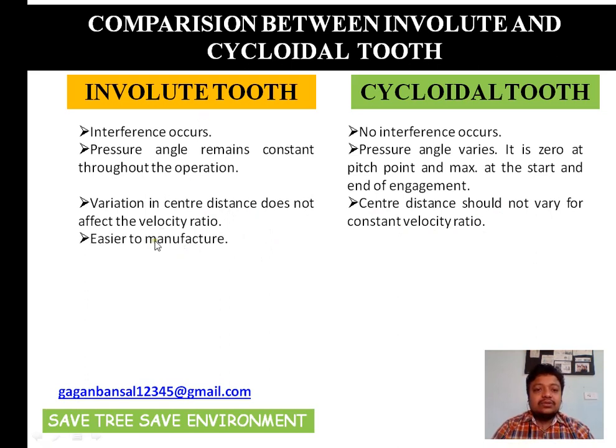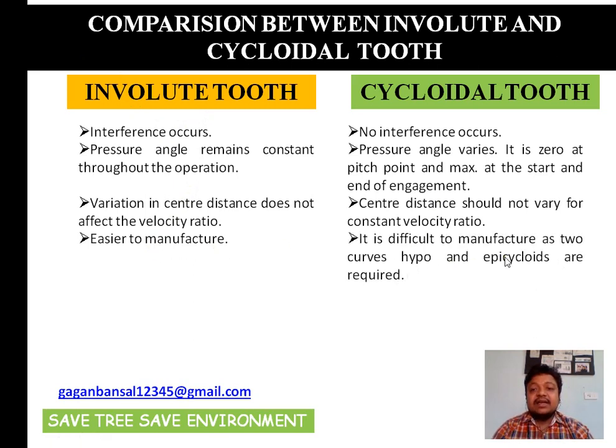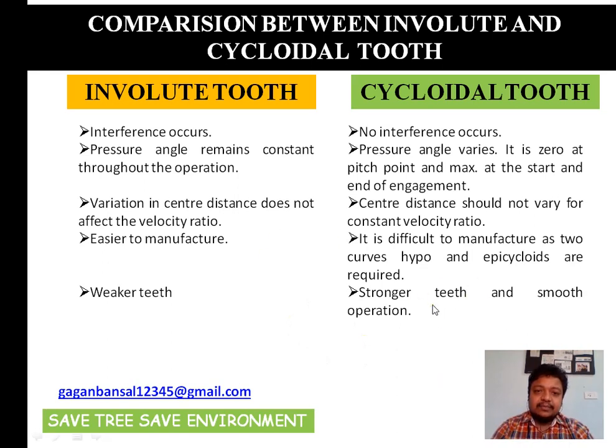Involute tooth is very easy to manufacture, whereas cycloidal is difficult to manufacture as two different curves, one hypocycloid and the other epicycloid, are required, that is outside and inside the pitch surface. I have already explained what is hypocycloid and what is epicycloid. So it is difficult to manufacture, whereas involute teeth are easy to manufacture. But involute teeth are the weaker teeth and cycloidal tooth profile gear has stronger teeth and smooth operation.